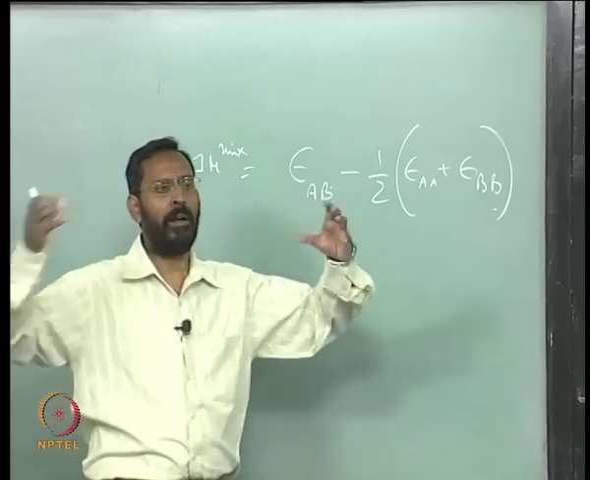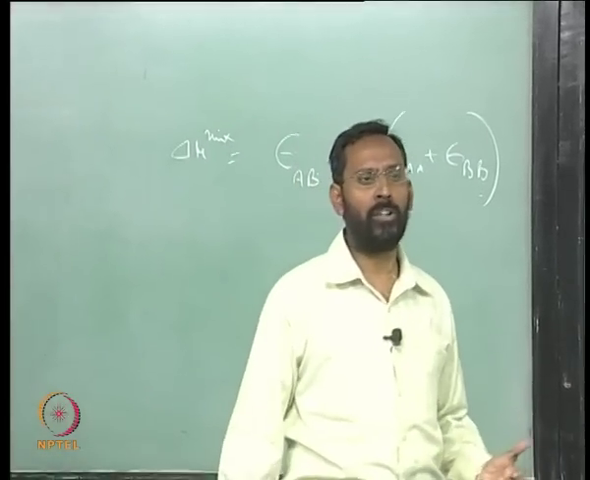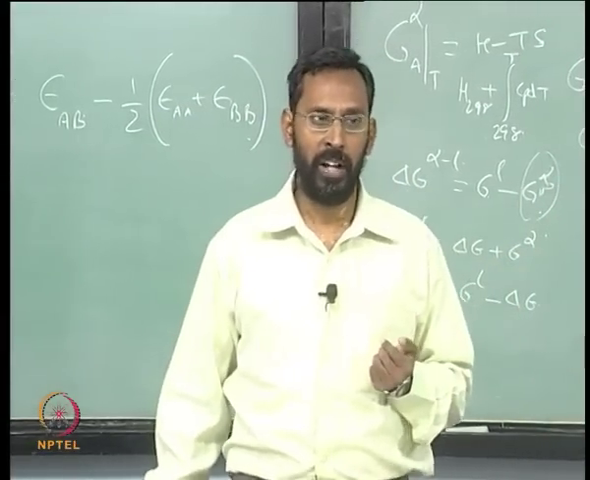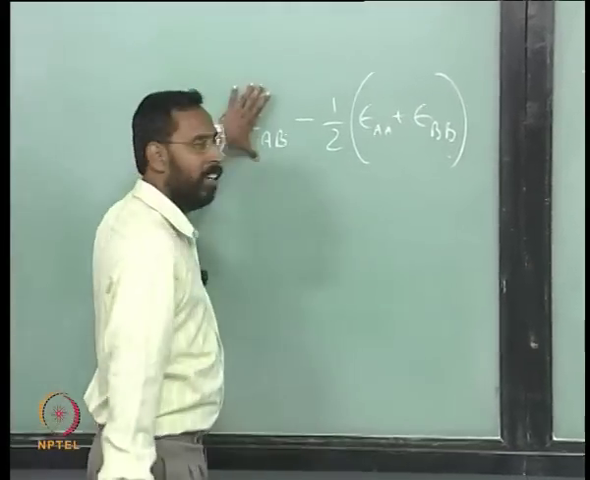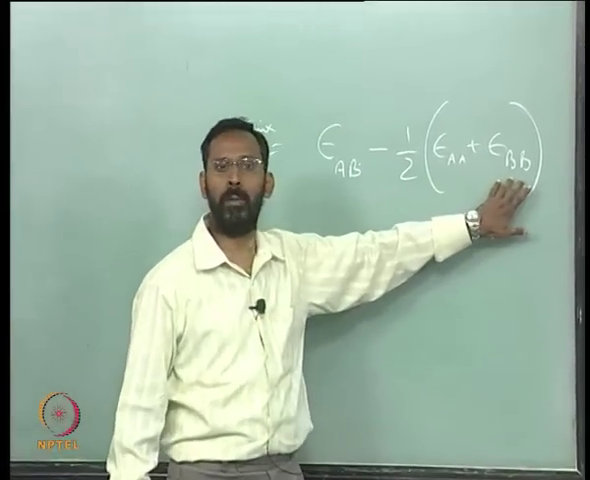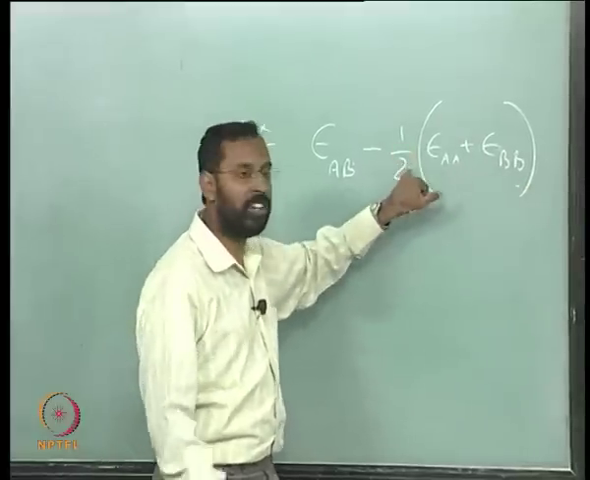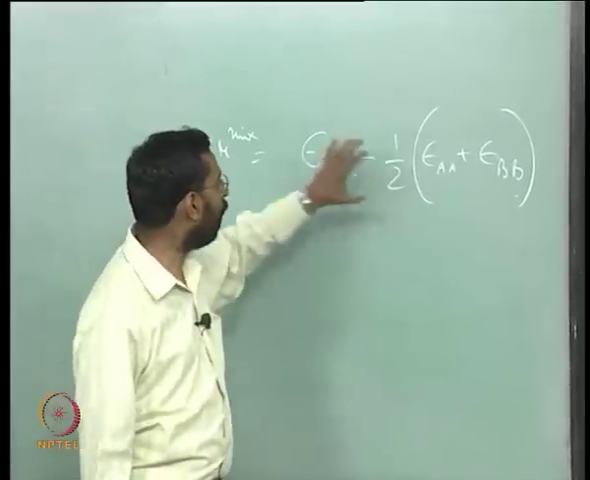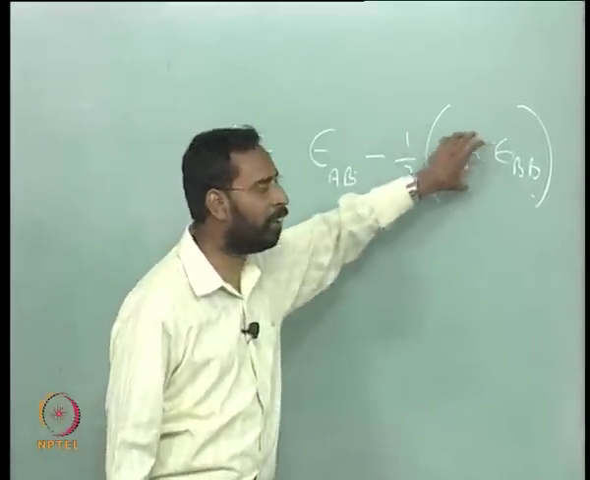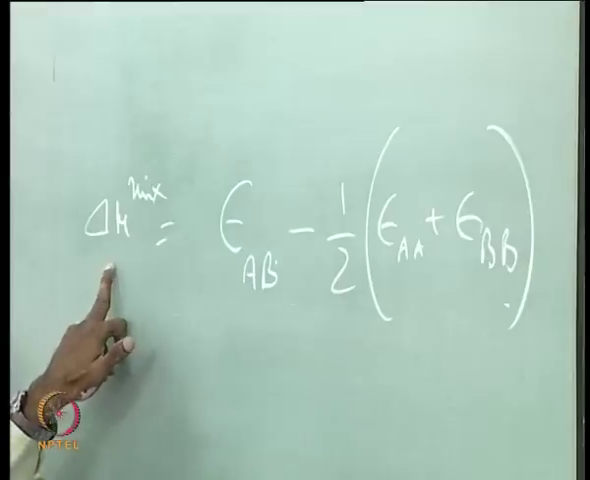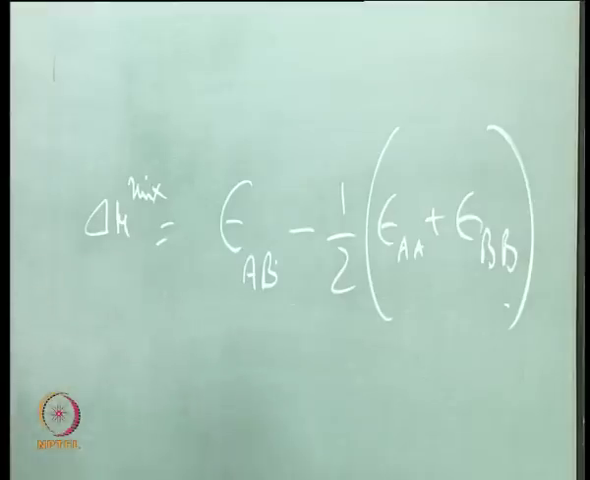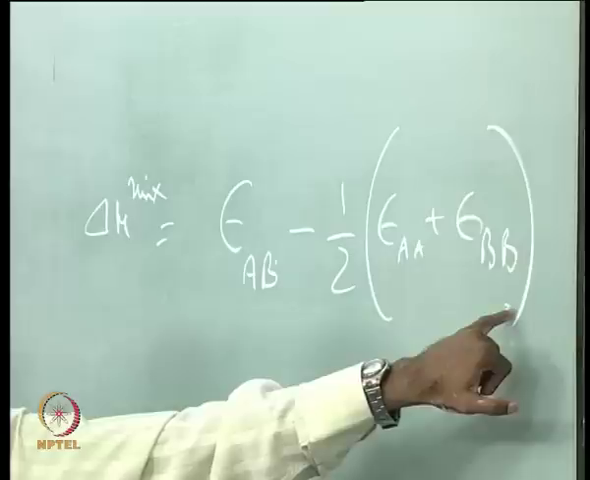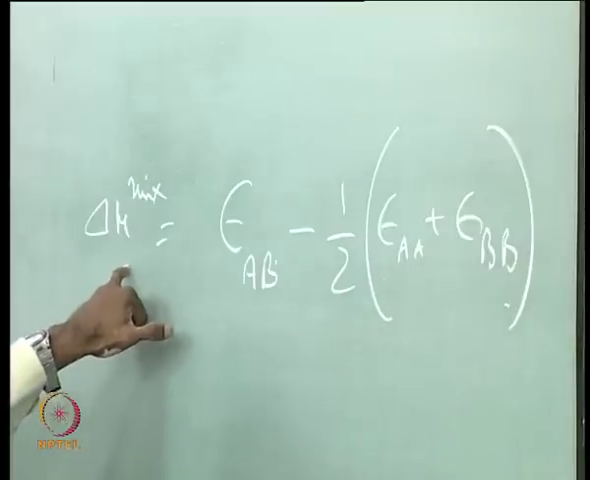If you have A and B elements, what are all the types of bonds that are possible? There are 3 types of bonds possible: AA bonds, BB bonds and AB bonds. If the AB bond energy is lower than the AA bond energy and BB bond energy, I am considering half, so basically you are normalizing. So if this value is smaller than these two, then the delta H mixing will be negative. Smaller means what? They are strongly bonded. If this value is larger than these two, then delta H mixing will be positive.